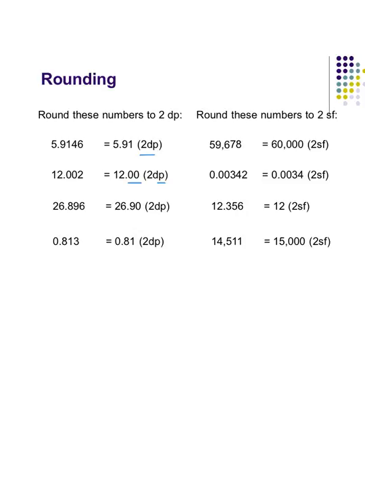26.896 to 2 decimal places. The 6 rounds up, so the 9 becomes 0. Carry over. 26.90. Just looking at significant figures.